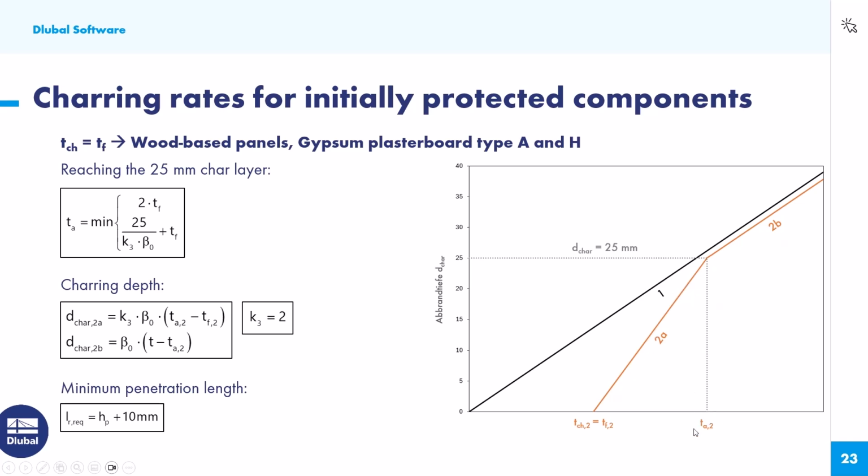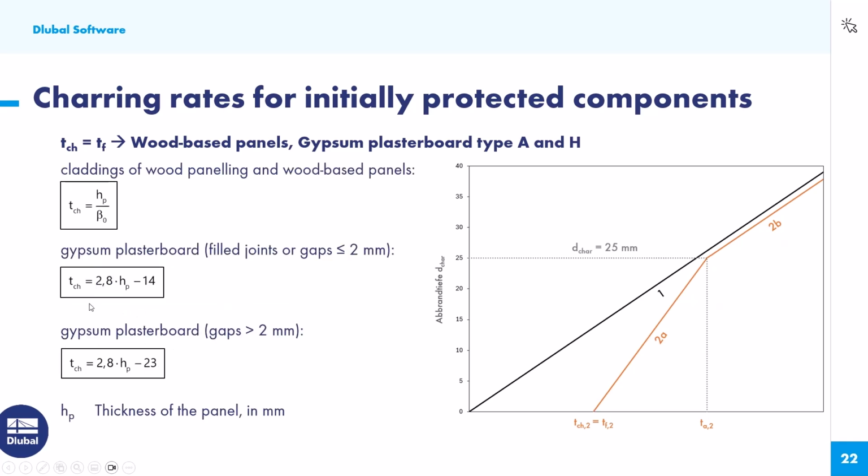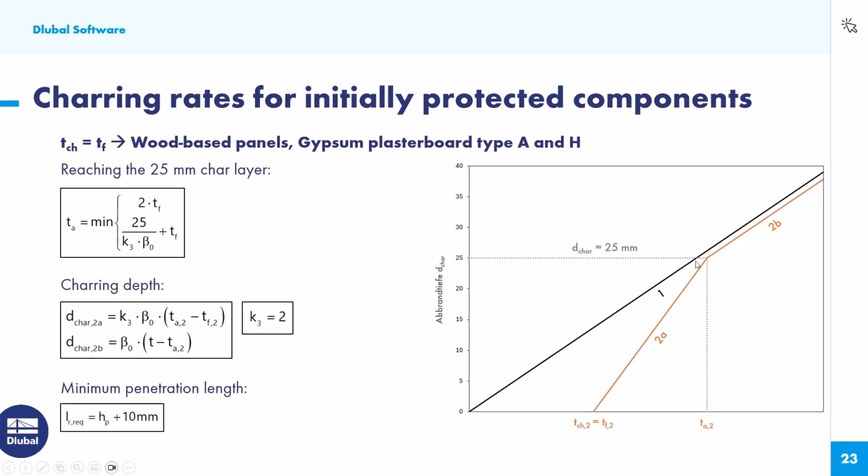And the time where this char layer becomes 25 millimeters can also be calculated by this equation, which is also listed in the standard, in the Eurocode 5 part 1.2. Okay, so we need this time, and we know this time, TA and T charring, and therefore we can calculate our charring depth by adding charring depths 2A plus 2B.